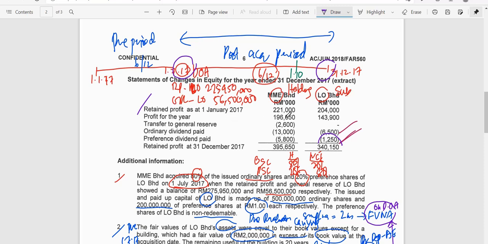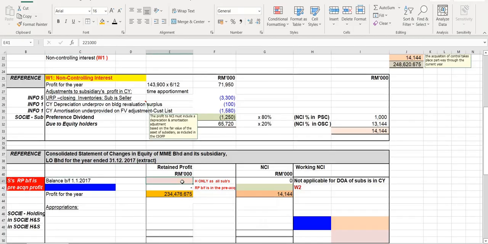Okay, for your information, since you acquired the subsidiary on 1st of July 2017, the group retained profit that you are going to calculate will not include the retained profit of the subsidiary. Why? Because on that date, 1st of January, the retained profit of the subsidiary has not been part of the group yet. So you just need to take this figure, and there is no need for you to add the one of the subsidiary, because the subsidiary has not been acquired, and therefore there is no share of the parent. Those are all pre-acquisition profit. So just take the one of the parent.